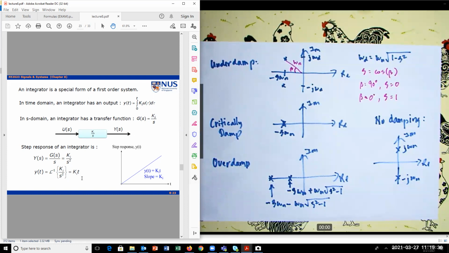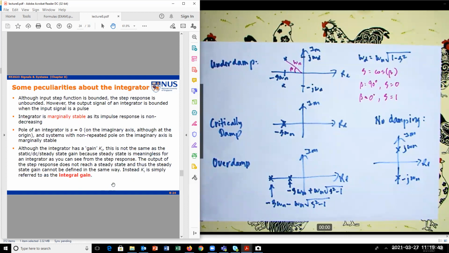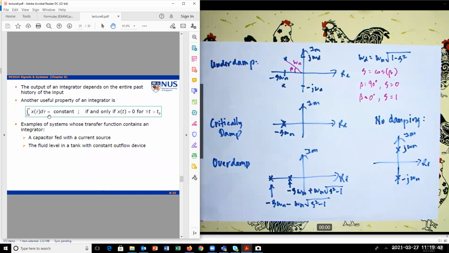That was the integrator. So that's the comment that I want to make, which is summarized in here. We have an integrator gain that is marginally stable, and when you integrate, you only integrate up to a certain time t. You don't integrate to infinity. So in that case, it becomes a constant. So it will not go to infinity. Okay, so that's the integrator.